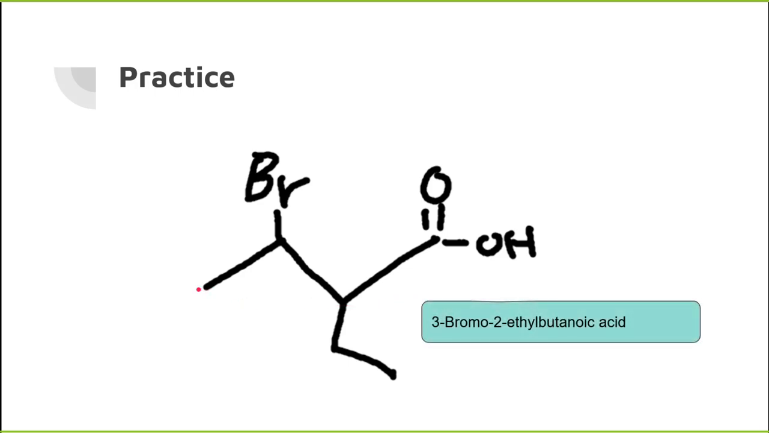So you've got 1, 2, 3, 4 carbons in the main chain. Remember, this is a carbon here that's got that double bond OOH. So that's going to be butanoic acid, and then we start numbering here. So that's 1, this is 2 ethyl, 3 bromo. Good.